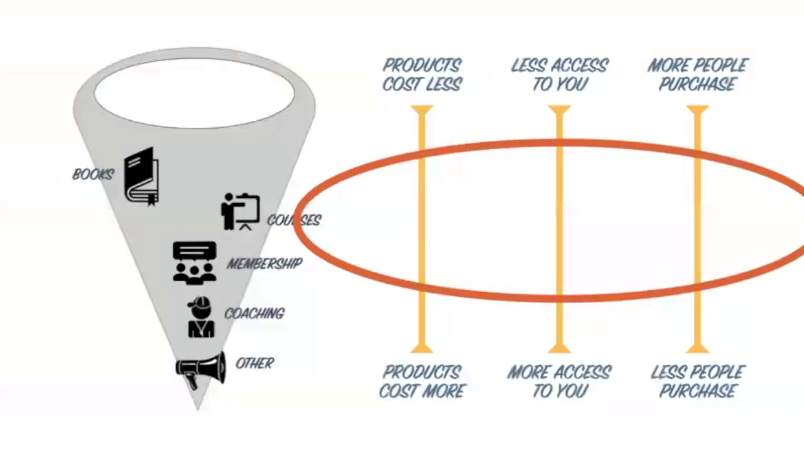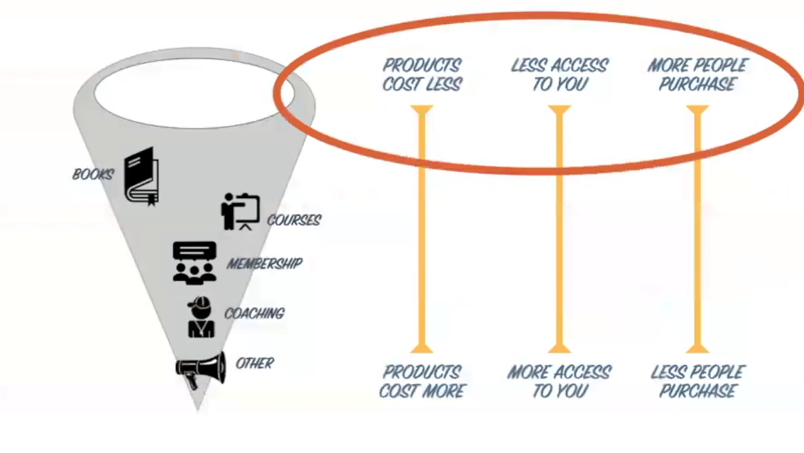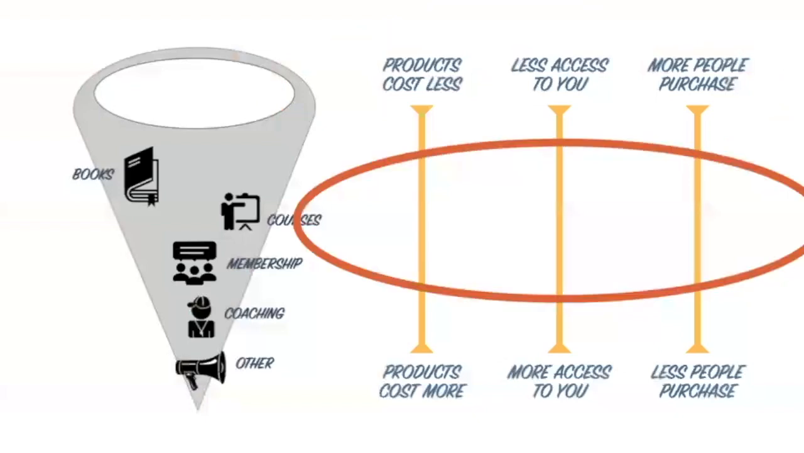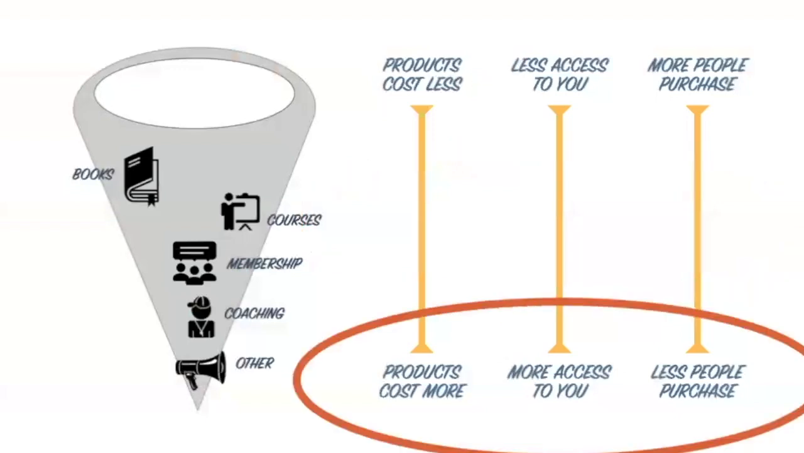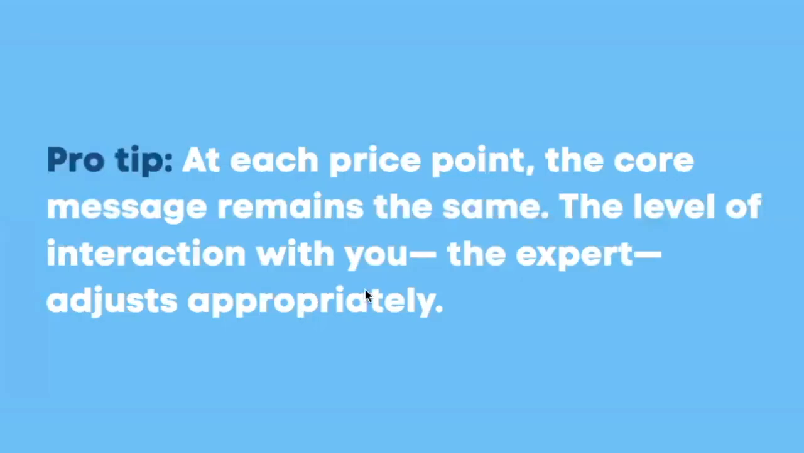Are they higher and the products cost less, and so there's less access to you, there's more people purchasing? Or are they lower in the funnel, and because they're lower in the funnel, the products cost more and they have more access? So at each price point, the core message remains the same. The difference is the level of interaction they have with you, the expert. That's going to adjust appropriately based on where that person is inside of that funnel.